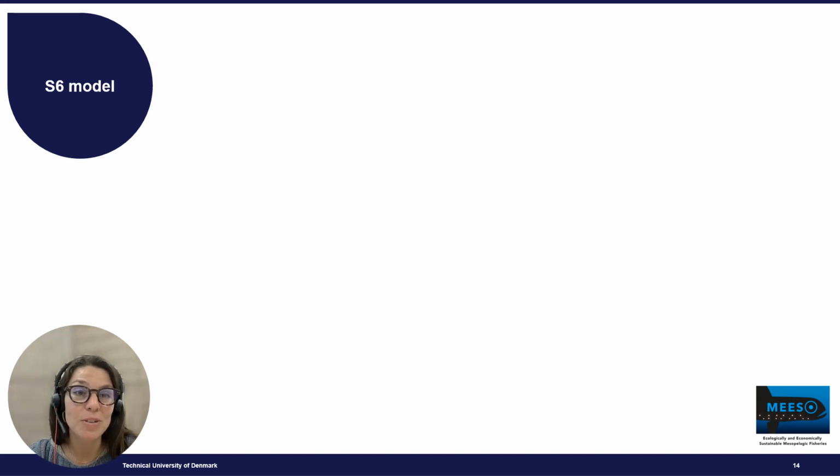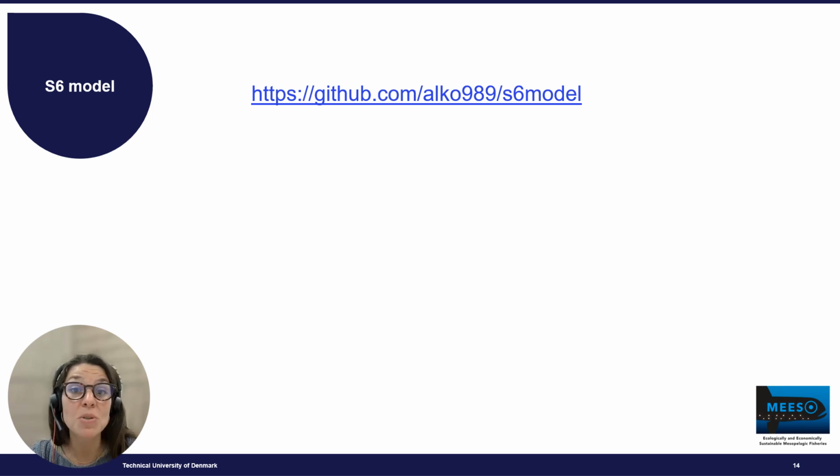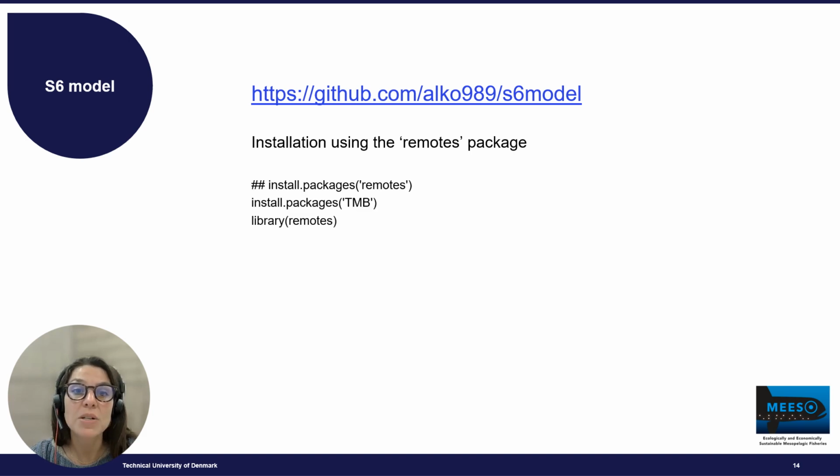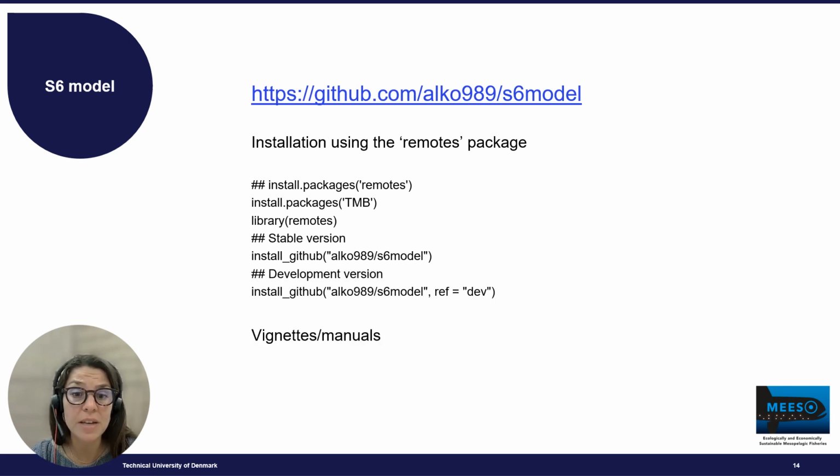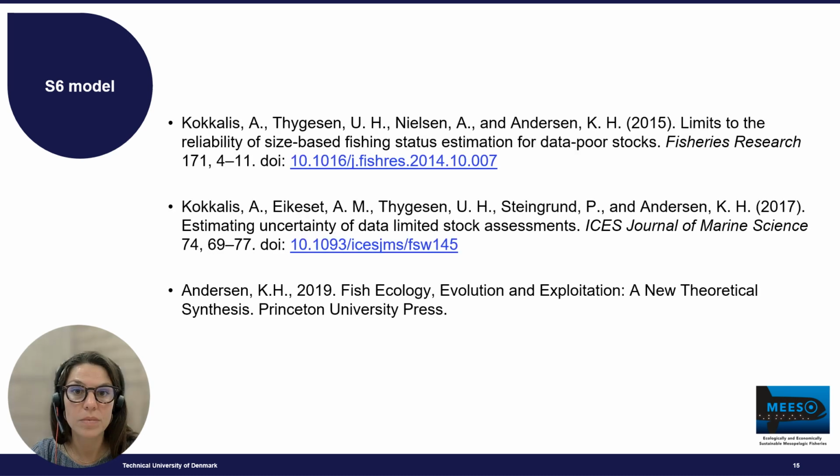Overall, the S6 model is developed in R and the package is open source, which you can find through the GitHub link here. Code for the installation of the package is shown here on the slide, but can also be found on GitHub. And there you can also find vignettes or manuals with examples of assessments of North Sea and Eastern Baltic cod stocks using the S6 model. More information on the model and on the size-based theory upon which the model is based can be found through the references here.